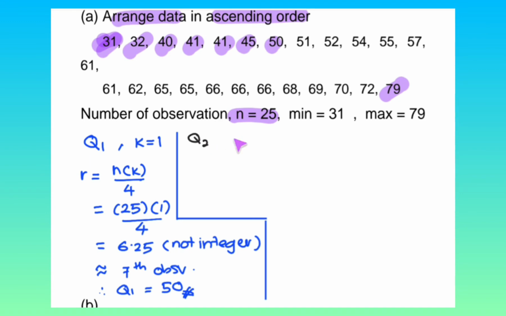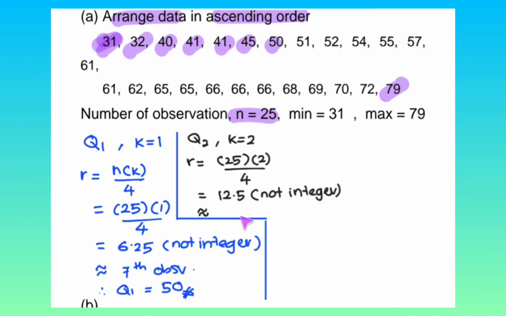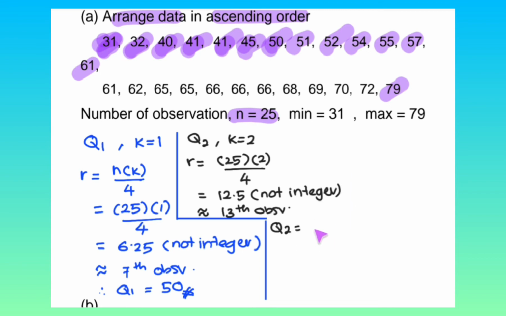Next, let's find Q2. Q2 means the value of K is 2. We need to find R. R is equal to 25 times K, where K is 2, over 4. So here we have 12.5. This is not an integer, which means we need to round off to the nearest integer, which is the 13th observation. So from here, identify observation 13: 1, 2, 3, 4, 5, 6, 7, 8, 9, 10, 11, 12, 13. So Q2 here will be 61.